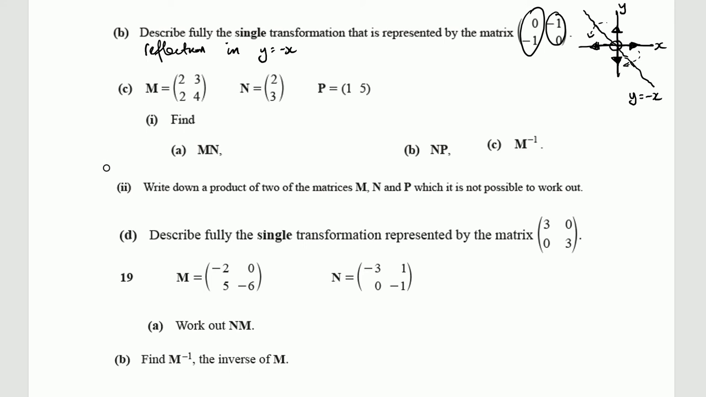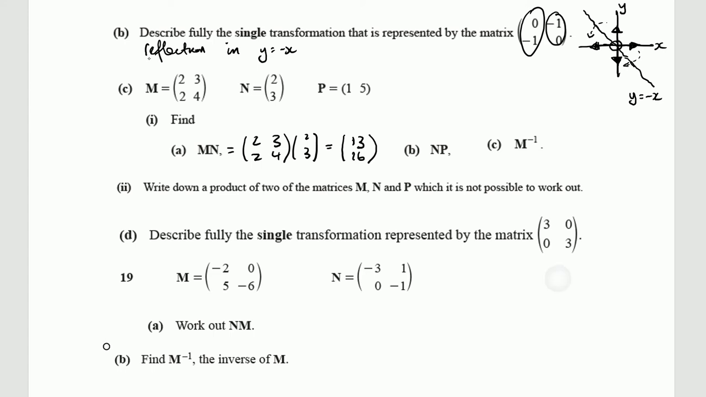M is (2, 3; 2, 4), N is (2, 3), and P is (1, 5). Don't be fooled, this isn't a set of coordinates, this is a matrix with 1 row and 2 columns. I'm asked to find MN. This is pretty straightforward, they're just testing to see if we can multiply together a matrix and a vector, which is a bare minimum, is definitely what you should be able to do walking into this exam. So for the first entry, that's 2, 3 times 2, 3, which is 4 plus 9 is 13. And then I've got 2, 4 times 2, 3, which is 4 plus 12 is 16.